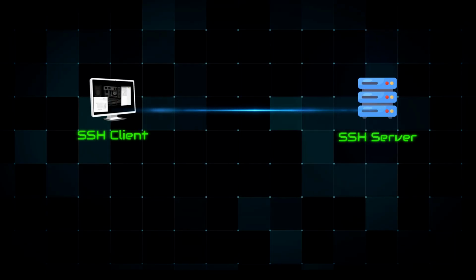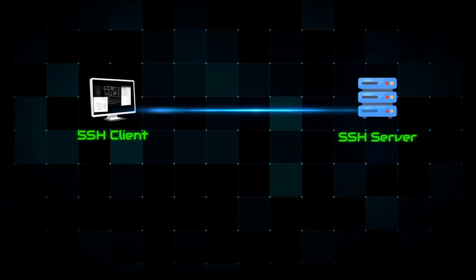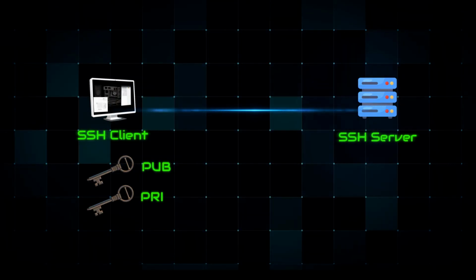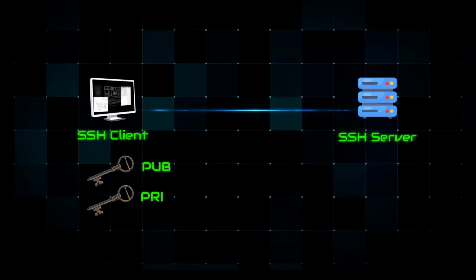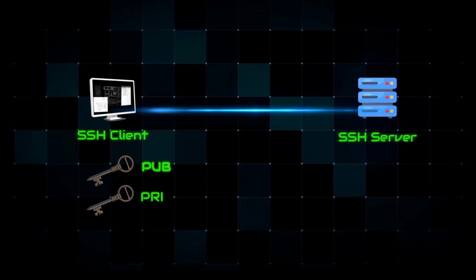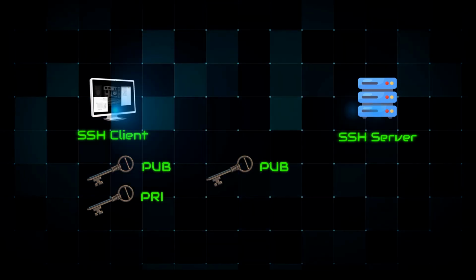First, the client generates two SSH keys on their local machine, a public key and a private key. The private key stays securely on the client's computer and should never be shared. The public key, on the other hand, is copied to the remote server.